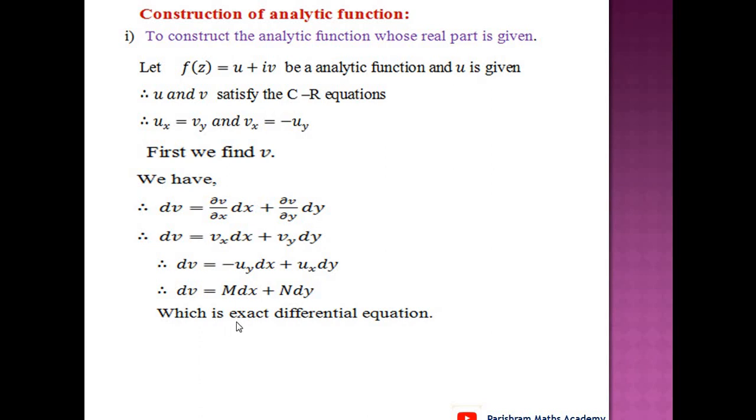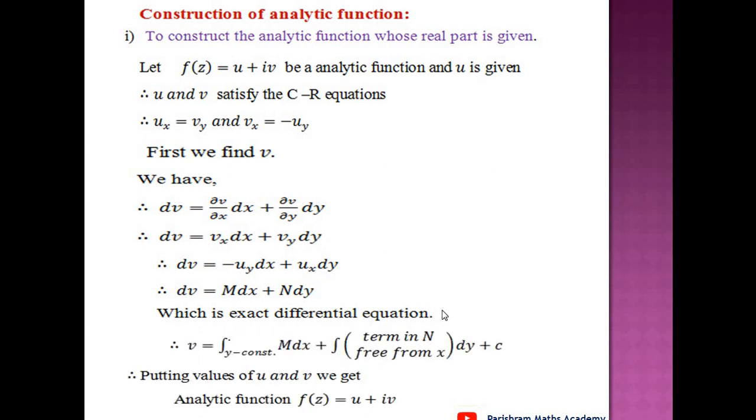Now the differential equation is exact and therefore the solution is given by v = integration of M dx, keeping y constant, plus integration of the terms in N which are free from x, integration with respect to y, plus a constant.